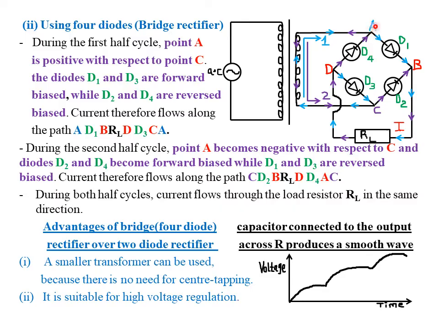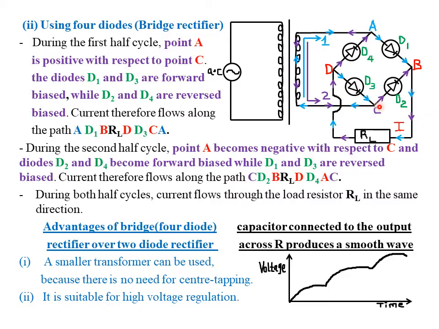So that means point A becomes negative, whereas point C becomes positive. Therefore, the current is going to move from point C. So during the second half cycle, point A becomes negative while point C becomes positive. Therefore, diodes D2 and D4 become forward biased.